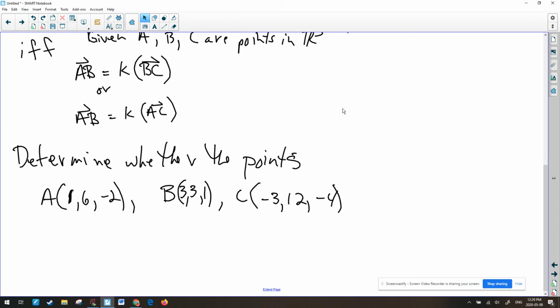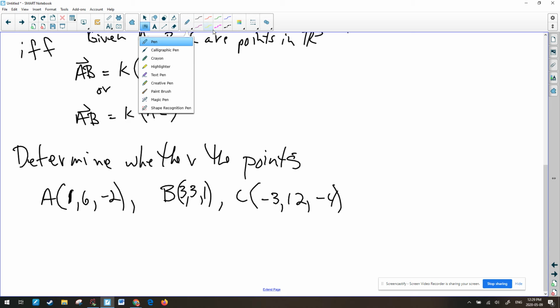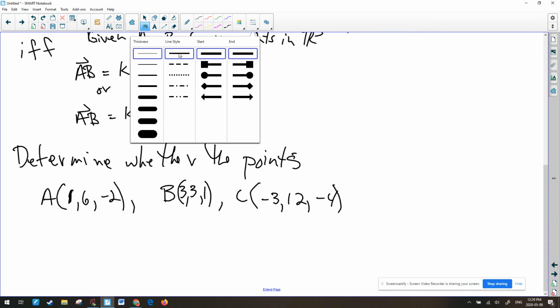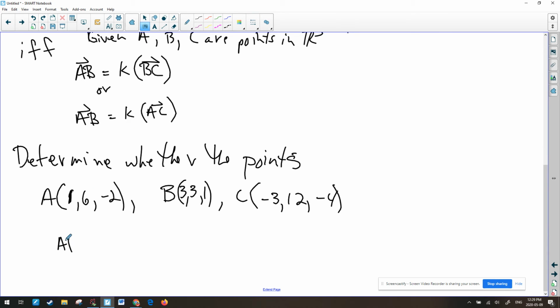Okay, so vector AB. I think I've mentioned this before, but I'll reiterate. For vector AB, it's always the head minus the tail. So it will be 3 minus 1 and get 2, and it would be 3 minus 6 and get negative 3, and it would be 1 minus negative 2 and it would be 3. That's absolutely one way to think about it.